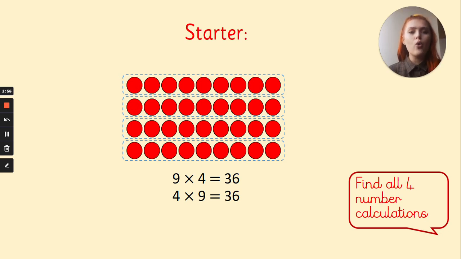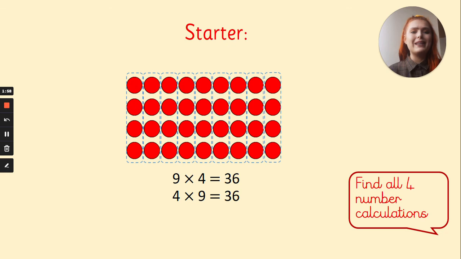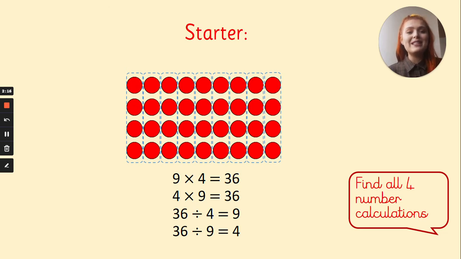I could have also divided going down as my columns. So I could have divided my 36 by 4. I'm dividing it into groups of 4. So how many groups of 4 can I make? I can make 9 columns of 4. So those are the division sentences that you could have written as well. Give them a tick if you manage to get all of those correct.